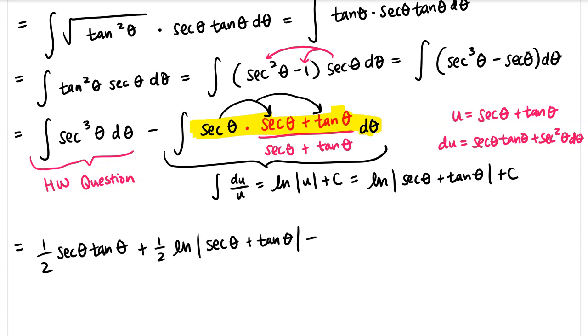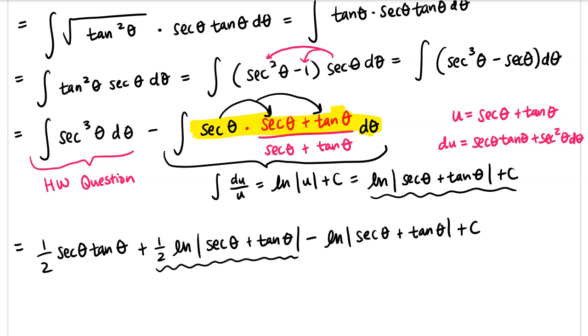Now we're subtracting off the integral of secant, which we found here. So I'm just going to copy that down. And notice that this term and this term are like terms. So I'm going to go ahead and combine those. Because they're like terms, we get this.